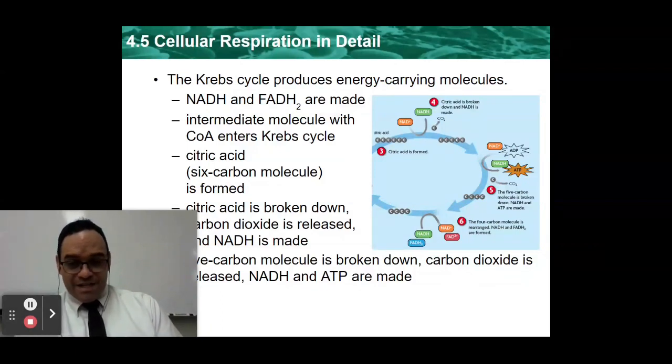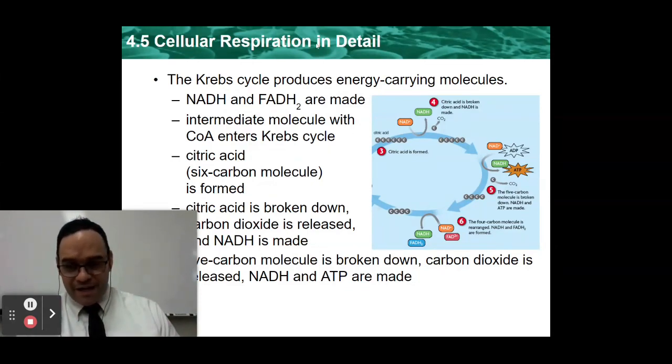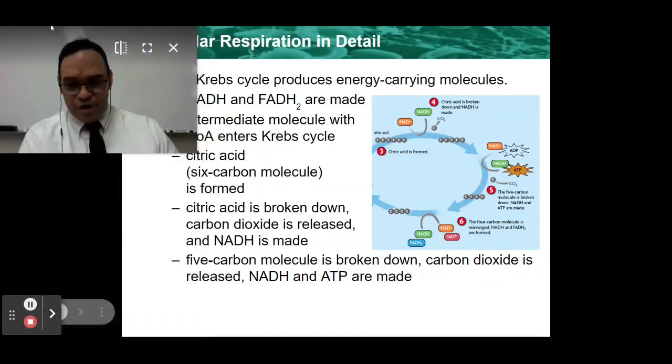There is citric acid here. Some people call it the citric acid cycle because of it. It's interesting, but not exactly game breaking for you to know or not know that.